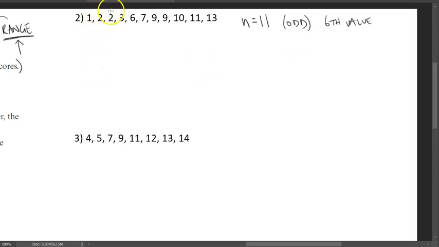1, 2, 3, 4, 5, 6. So our 6th one, why is it in the circle? Okay, there we go. It's a bit delayed there. Our 6th value is 7. So our median, also known as our Q2, is equal to 7.